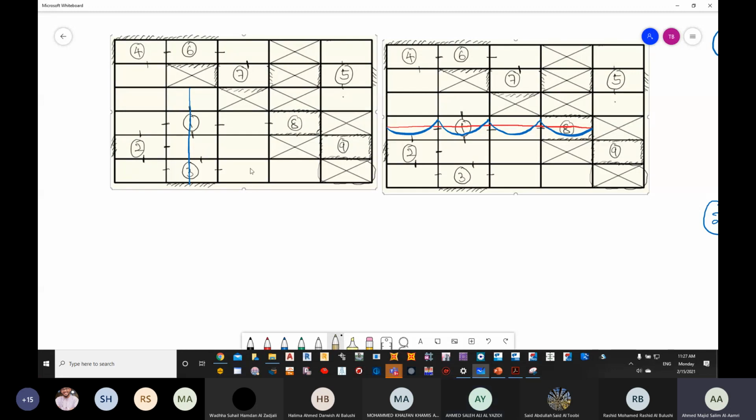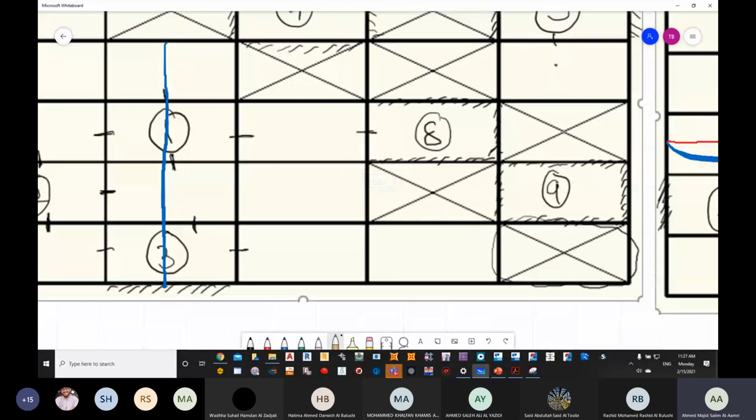So you can see that this is starting from 0. It goes up, it goes up, it goes up, and then it goes to 0.